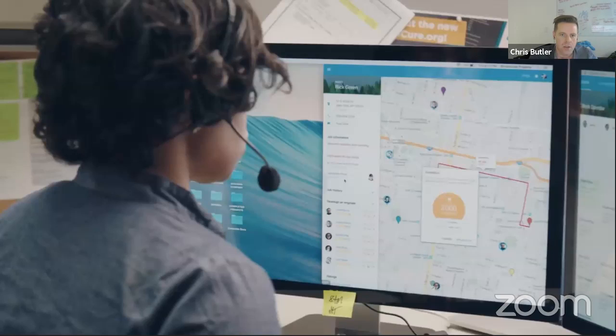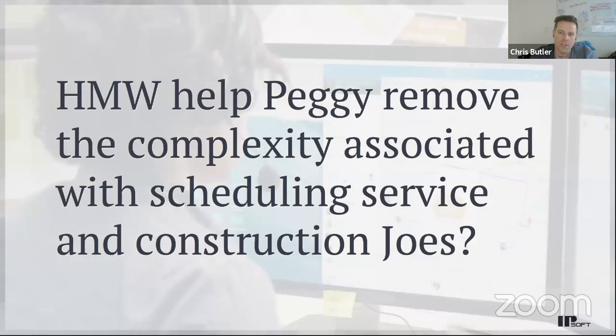How might we is really this idea of, how might we help a particular person, and then framing that problem so that we're not just going in a million different directions during the sprint, especially if we're trying to apply technology like machine learning. In the case of the how might we, abbreviated a lot of the time as HMW, for this particular case it was: how might we help our dispatcher remove the complexity associated with scheduling service and construction field tests.